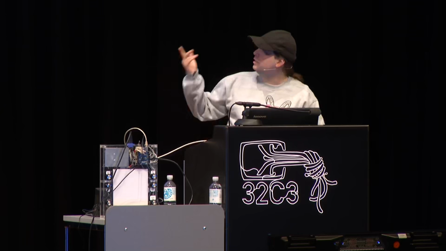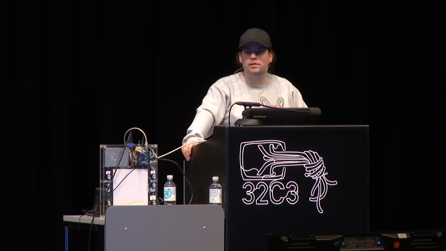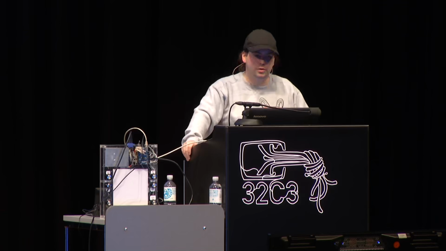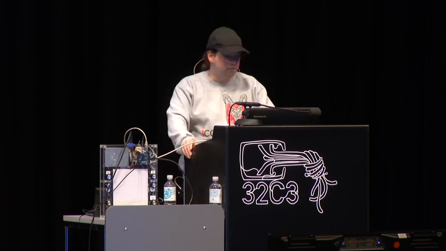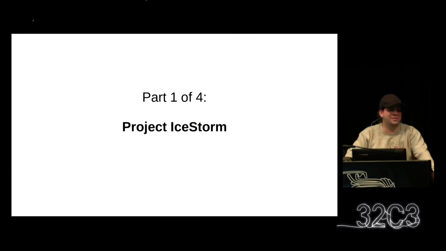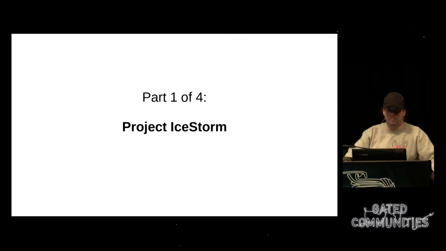And lastly, we pass this iStorm text file to iCEPack. And iCEPack is a very simple tool that can convert this easy-to-read text file into the binary representation that must be passed to the FPGA in order to use this design. Yeah, so let's look at the first of those four projects, the first part of my talk, Project iStorm.